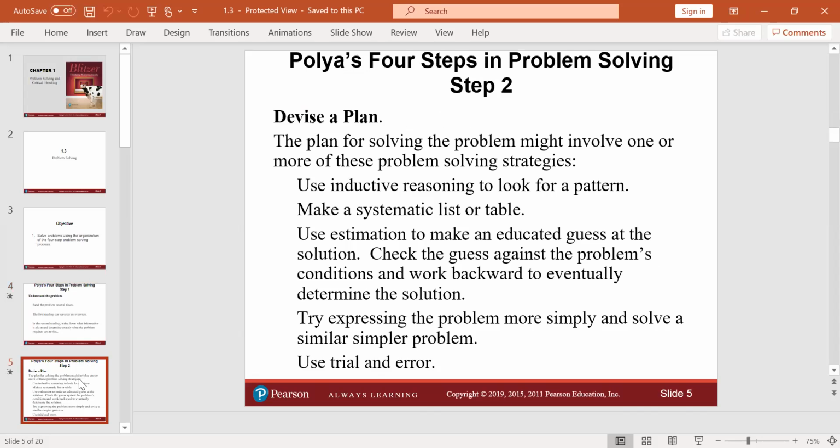Now, step 2 is going to be about devising a plan. What that involves is starting to think about different strategies that exist out there. There are plenty of strategies in math for different types of problems. No two problems that are different from each other probably require the exact same strategy. So you're going to have exposure to a lot of different strategies.